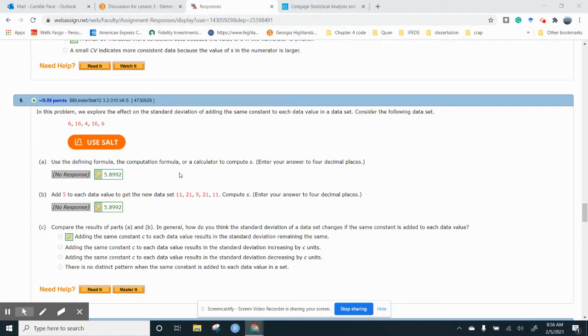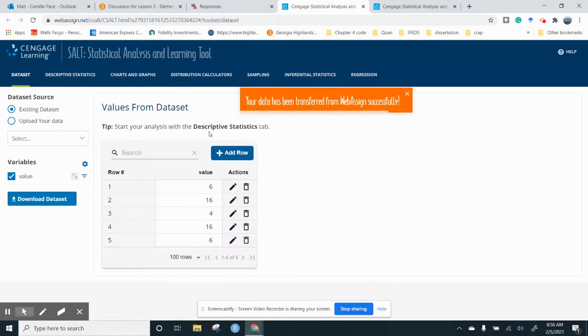So this one wants me to compute S, which is the sample standard deviation. And then it says, I want you to add 5 to each value, which gives me a new data set to compute S. It's pretty easy. So what I'm going to do is hit this button here, use salt. And look what it does. It goes ahead and puts my data set in there.